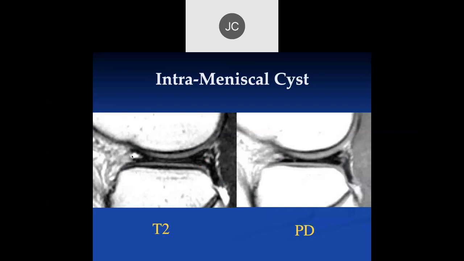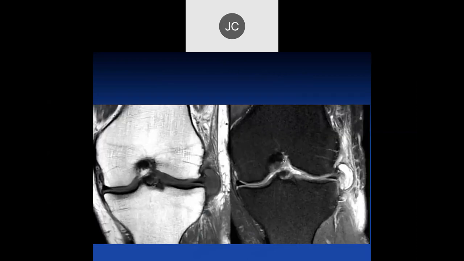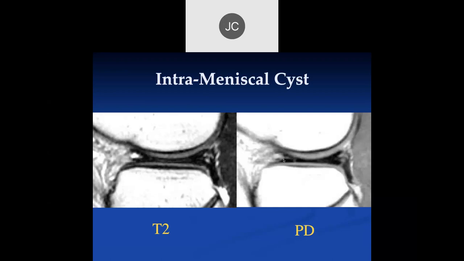So here we can see fluid signal intensity within the meniscus. We don't see anything going to an articular surface. This is the T2, the PD, in those particular days. And this is kind of an intrameniscal cyst. This is really a tear. With the techniques we had in the old days, about the early 1990s, sometimes we couldn't see the tear going all the way to the surface. So we just presumed that these were tears when you saw fluid collection in them like this. Nowadays, you can usually see the connection to the surface with modern techniques.